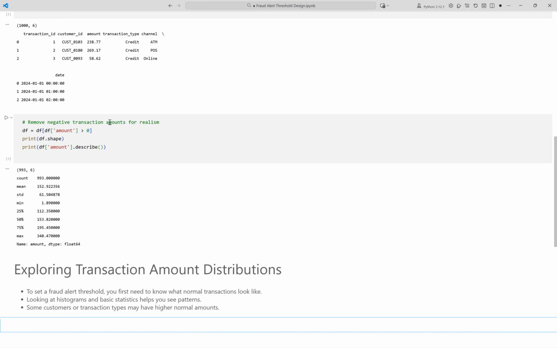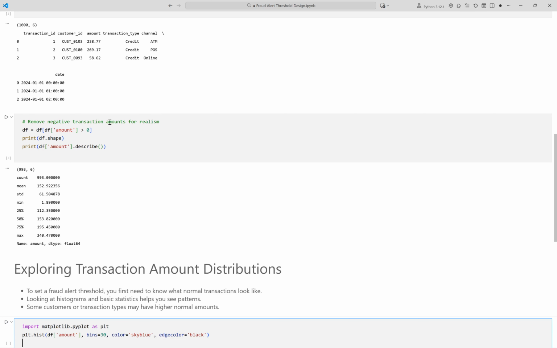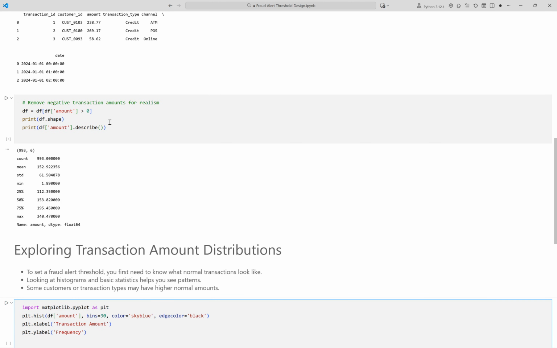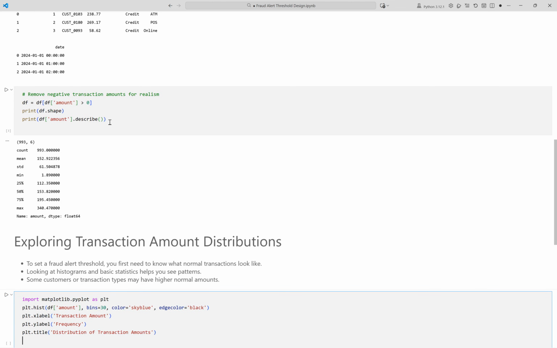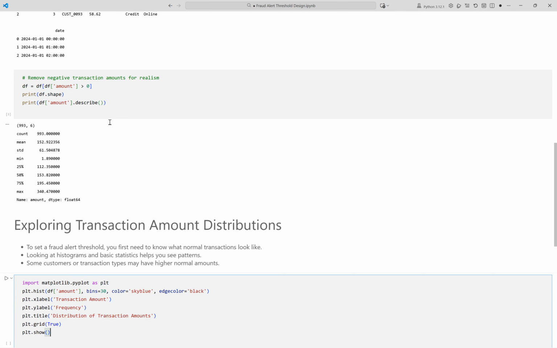We import matplotlib.pyplot to visualize the data. We plot a histogram of transaction amounts using 30 bins. We label the x-axis as transaction amount. We label the y-axis as frequency. We set the plot title to show what the chart is about. Grid lines make it easier to compare bar heights. We display the plot. Running the cell now.